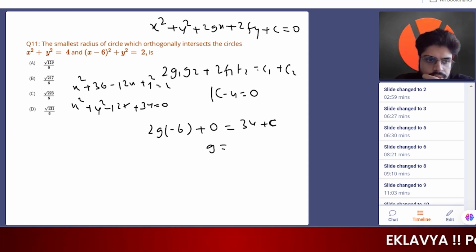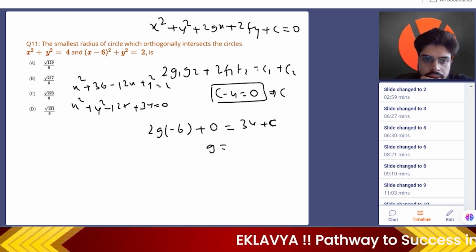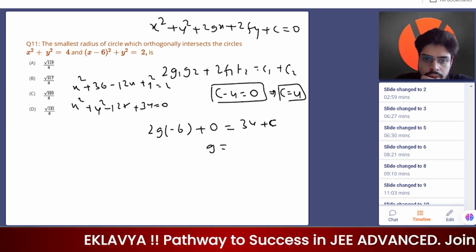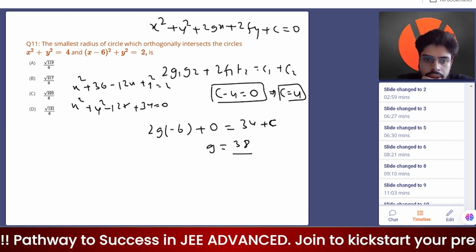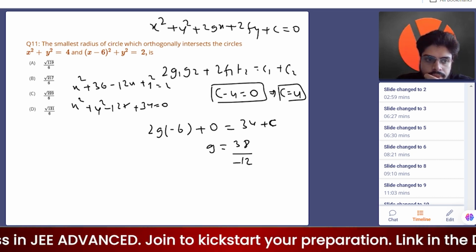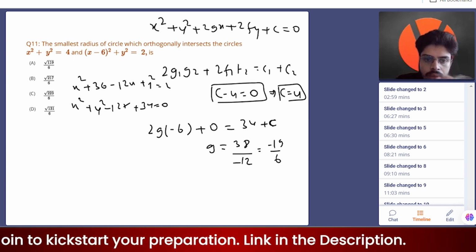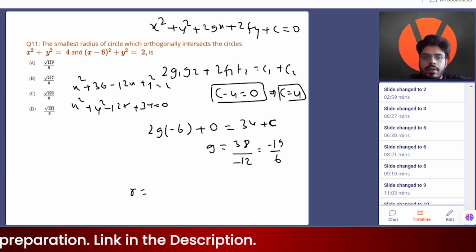34 plus c, I got c equal to 4 from here. So 38 by minus 12, so minus 19 by 6.